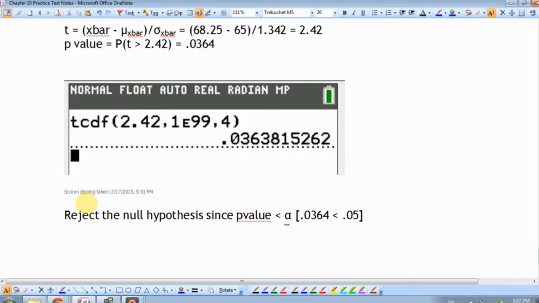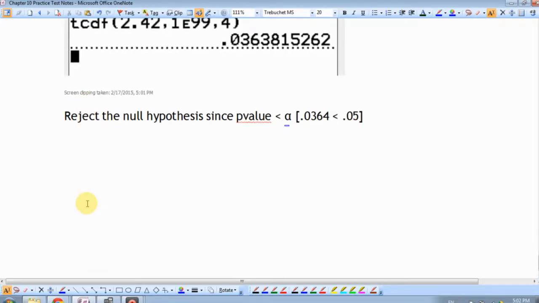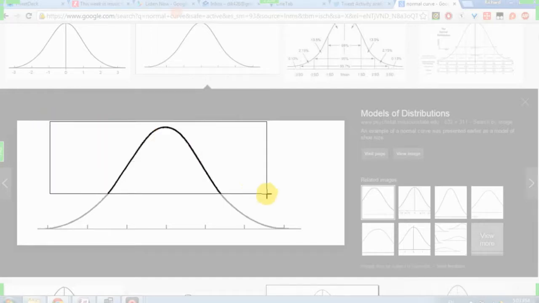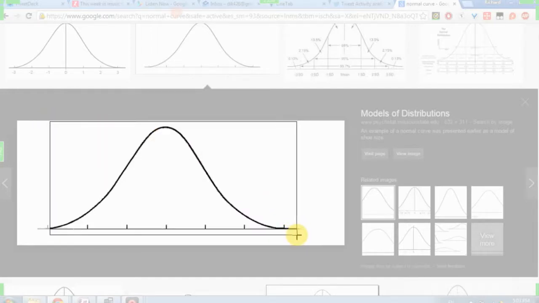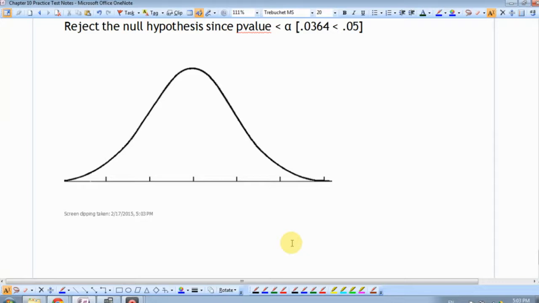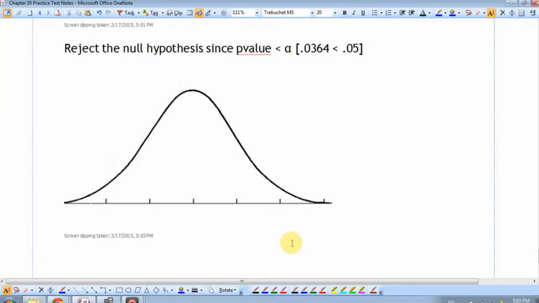Let's get to that rejection region. Let's get this normal curve again. It only took me 4 years to figure out that I could do this. You used to draw it every time? Oh yeah. I was with you last semester.